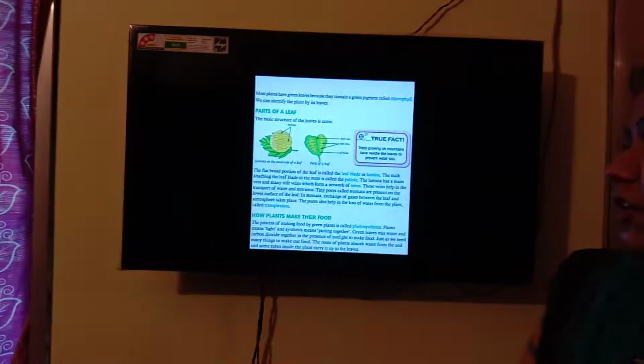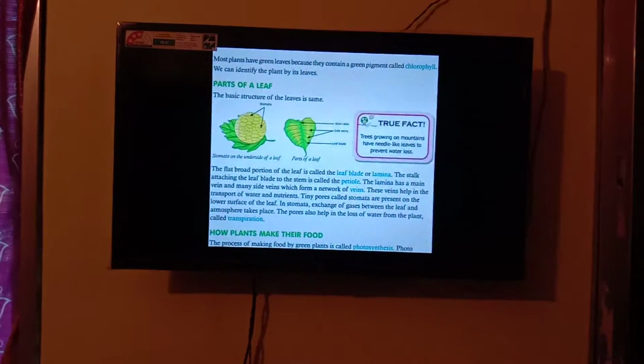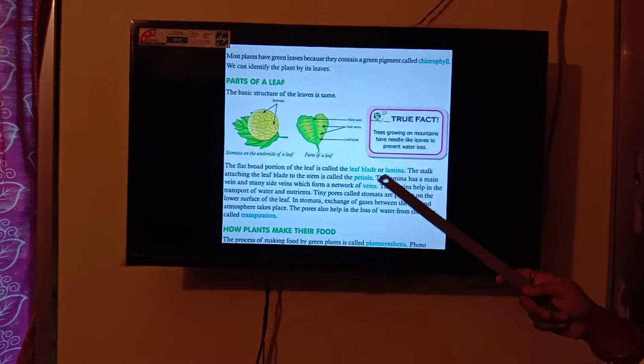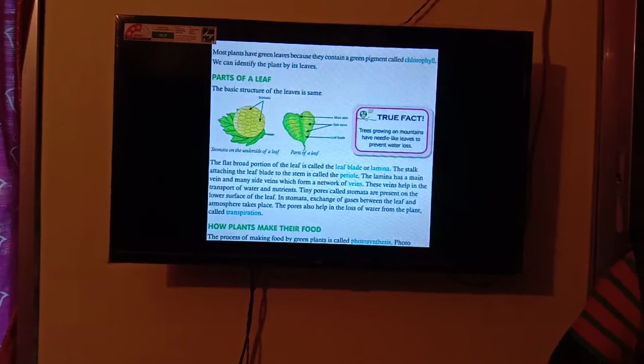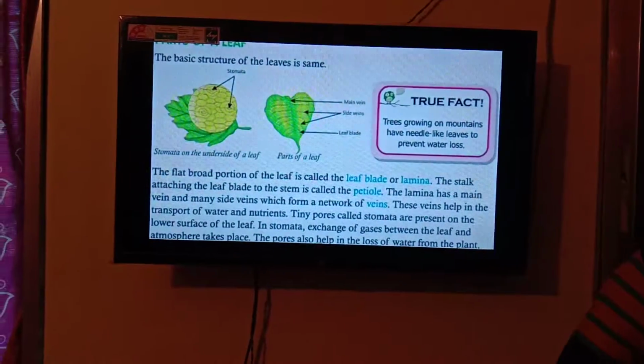Now the plants have leaves. Different plants have different types of leaves, and they are different in their shape, size, etc. Now the parts of a leaf. First we will start from the parts of leaves. Now students, look at the picture. These are the parts of a leaf. The leaves have mainly three parts.